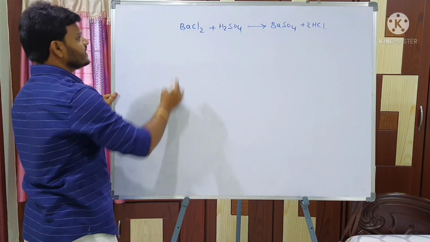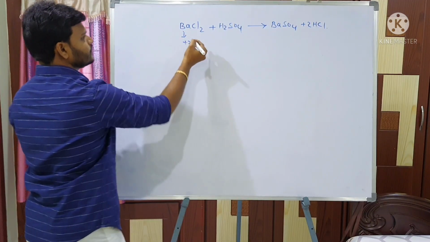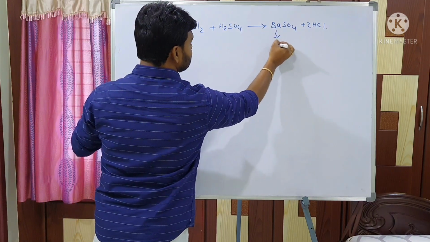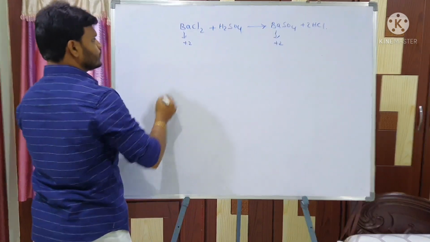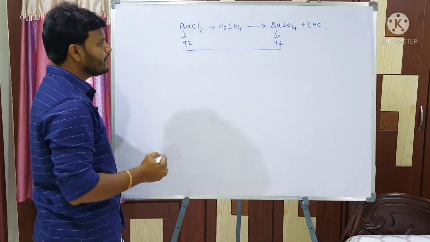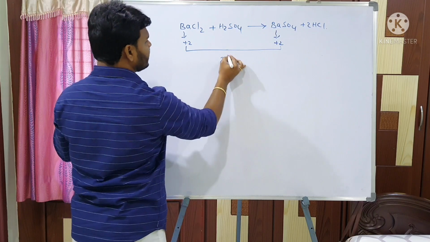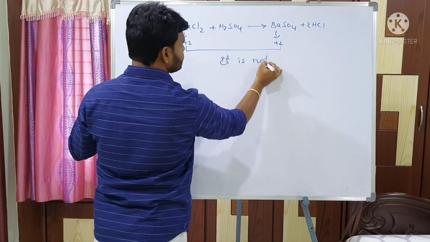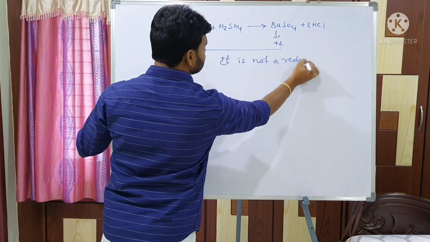Next, what about this one, students? Here Ba gets +2 and here also Ba gets +2. So +2 converts into +2. There is no change, that indicates it is not a redox reaction.